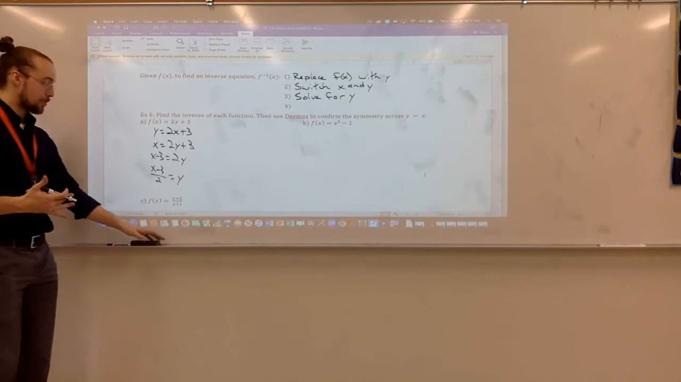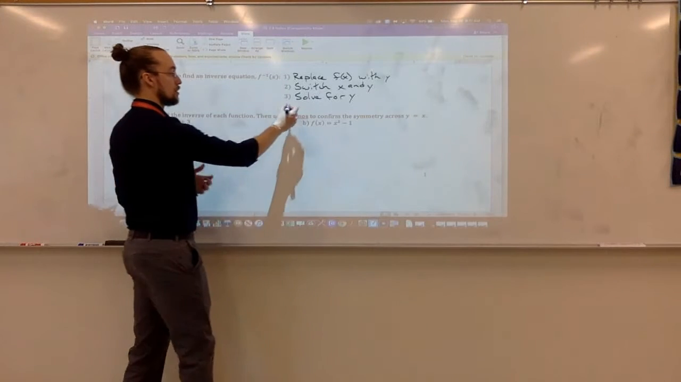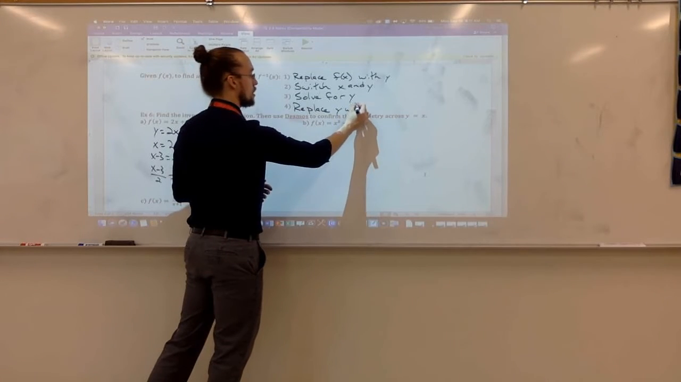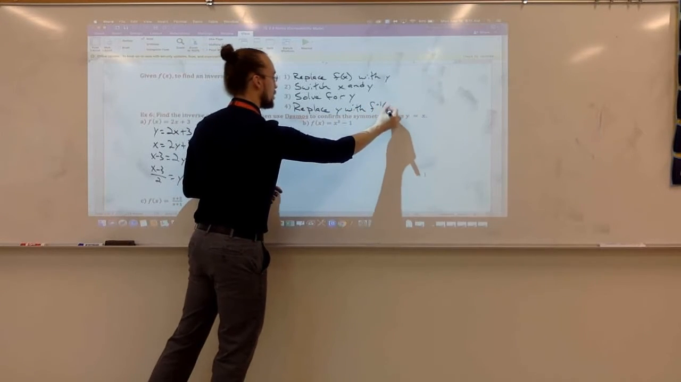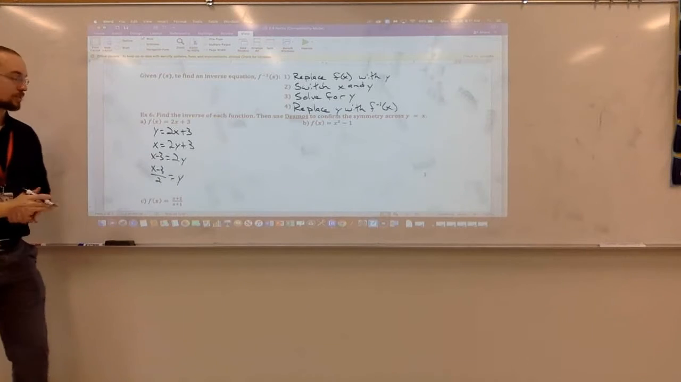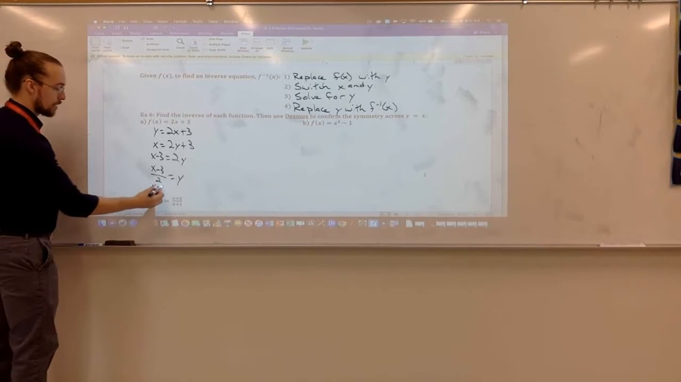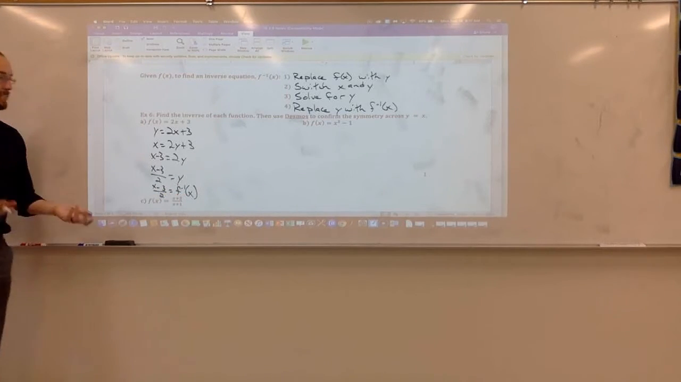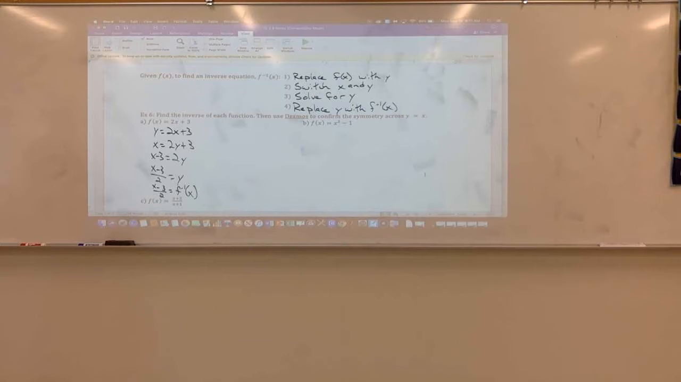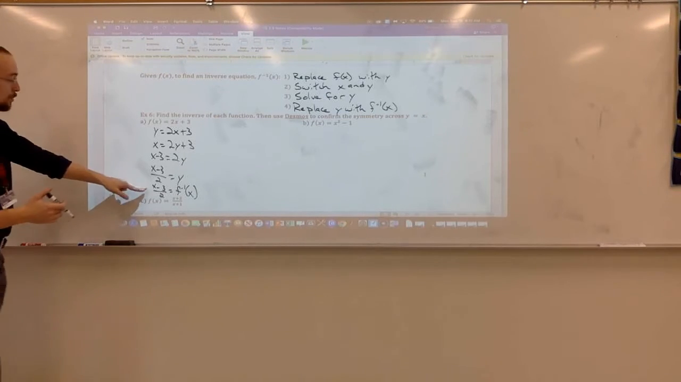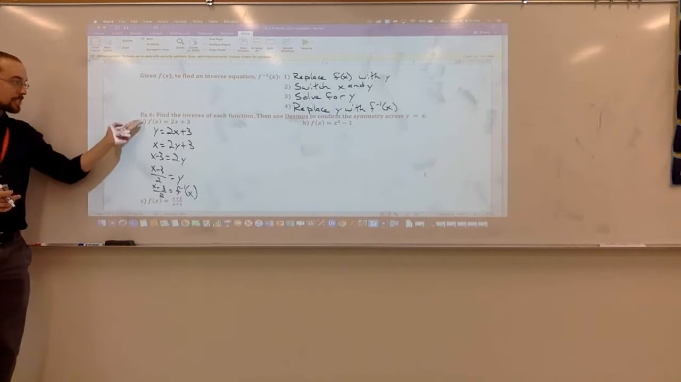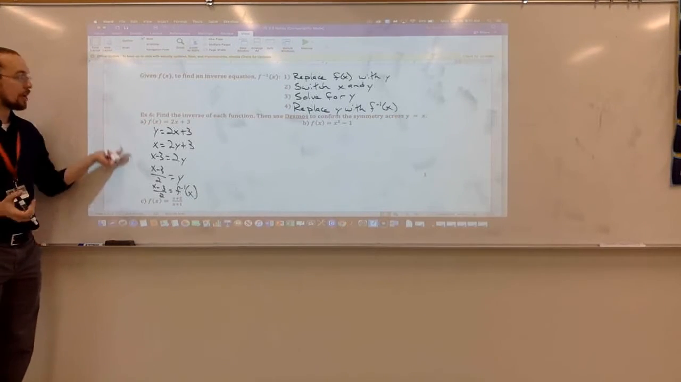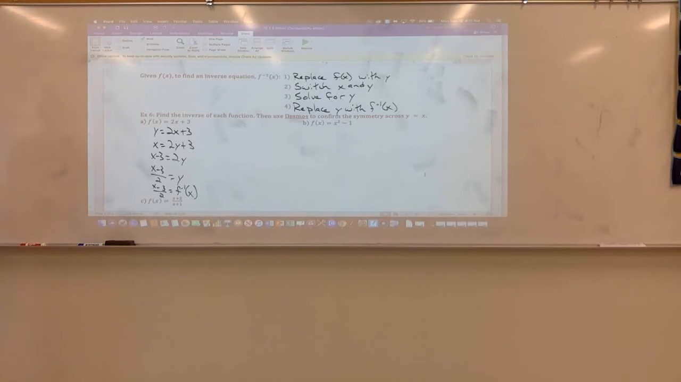So then the final step, just to get our notation correct, would be to replace y with our notation for the inverse, f inverse of x. So here, we would say x minus 3 over 2 is equal to the inverse. So what we did, we came up with a function that does the exact opposite of what we started with. This function undoes this function. It does the exact opposite.